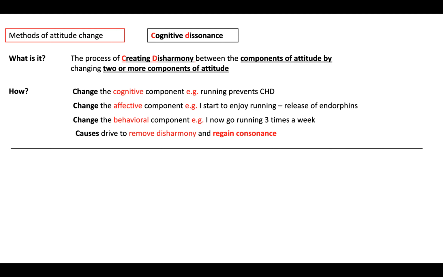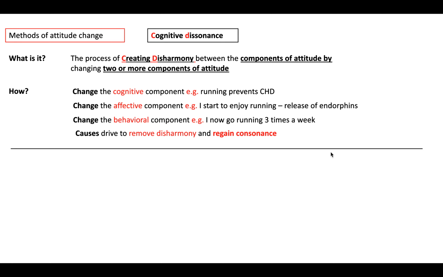We regain positive consonance. So that is what cognitive dissonance is: ultimately, changing 2 or more of the components of attitude by creating disharmony. That's what dissonance means, disharmony. Okay, so that's the first method.